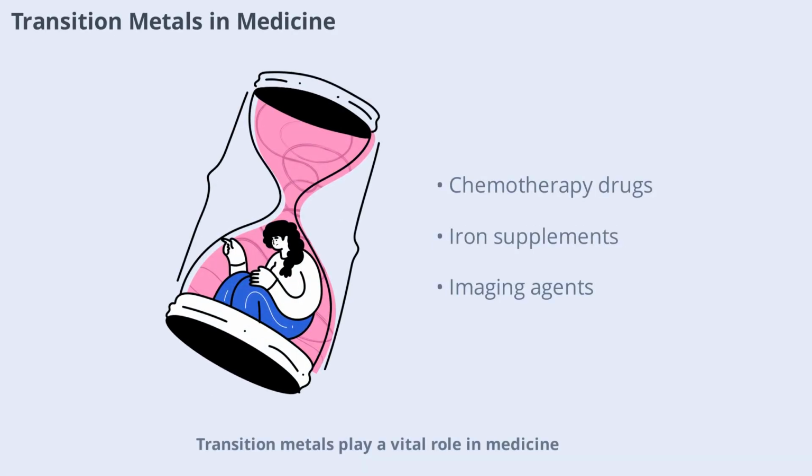Transition metals play a vital role in medicine. Platinum compounds are used in chemotherapy, while iron supplements treat anemia. Imaging agents containing gadolinium help doctors visualize internal organs. The versatility of these metals continues to drive innovation in healthcare.